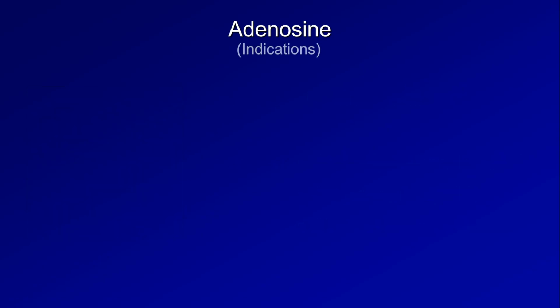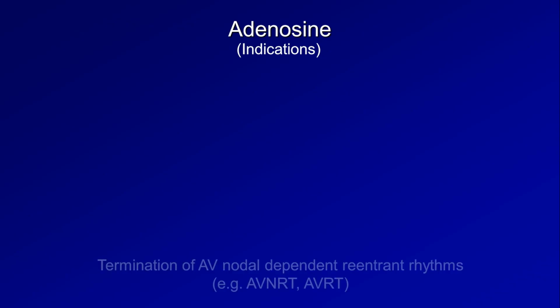So, what are the indications for adenosine? Well, in general, as an antiarrhythmic, there are two. The first is to terminate reentrant rhythms that depend upon the AV node. These include AVNRT and AVRT. If you want to know more about those rhythms, there will be relevant links in the video description.